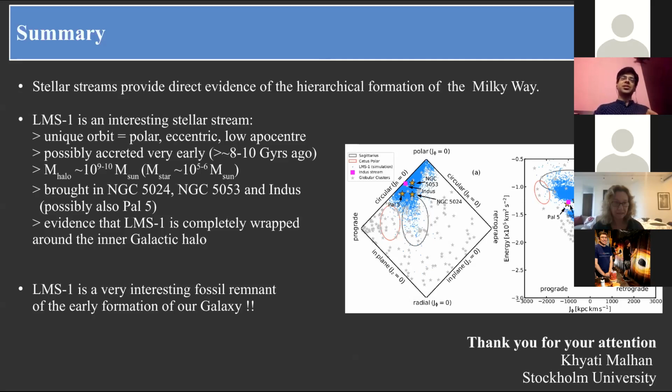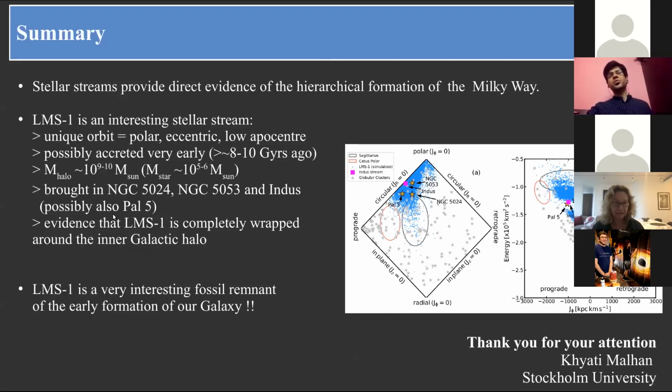LMS1 is also an interesting stellar stream. It has a very unique orbit. Its orbit is polar, with low eccentricity, which basically suggests that the LMS1 accreted quite early in time, 8 to 10 gigayears ago, roughly speaking. The dark matter halo mass of the parent galaxy was probably 10 to the 9 to 10 solar masses. The stellar mass was 10 to the 5 to 6 solar masses. It brought in at least 2 globular clusters, 5024 and 5053, and also the Indus stream.